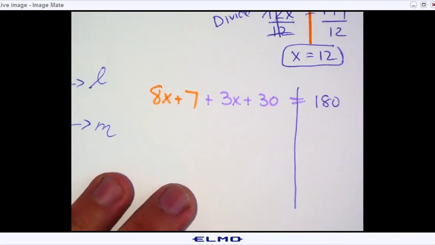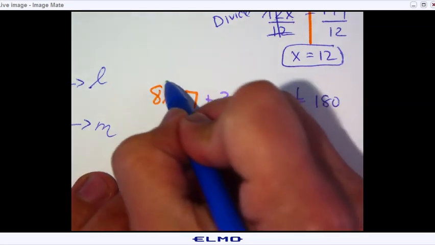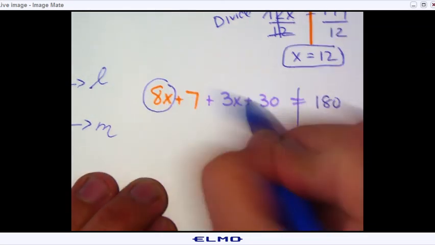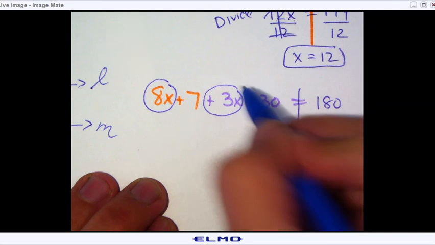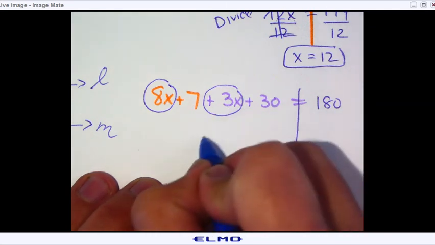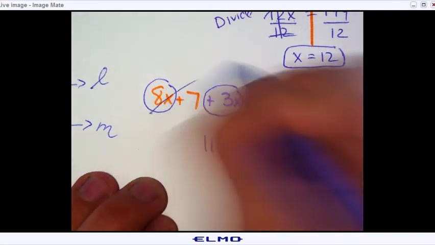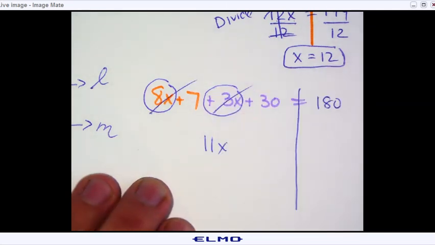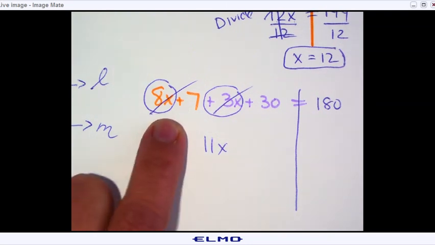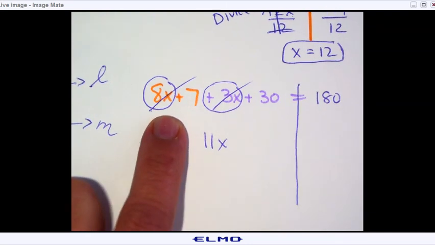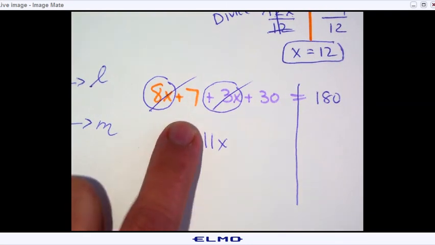All right, cool. If you're a little bit stuck, just follow me. Here we go. 8x plus 3x is 11x. Take them out. I'm done with the x's. Get out. I'm over my x, right? Just, I don't know, silly.